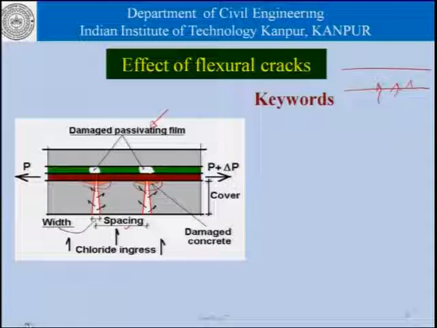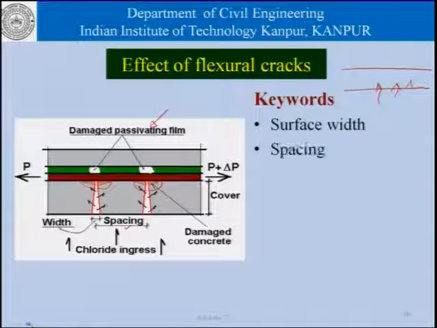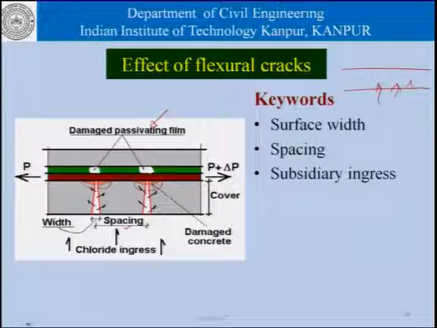So, the keywords in this kind of study would be surface width, that is the width of the cracks at the surface, the spacing of the cracks, and subsidiary ingress. Subsidiary ingress means this is what is primary ingress, because that is what is being controlled by the water cement ratio and the strength of concrete, the porosity of concrete here. But as far as penetration of chlorides in these parts is concerned, it is not occurring through the main body concrete. It is first going through the crack, and then from here onwards a certain amount of penetration is taking place, except that this crack spacing in most cases is quite small.